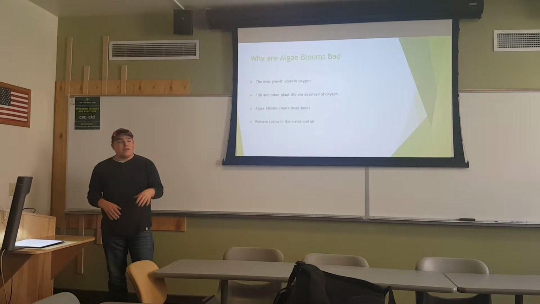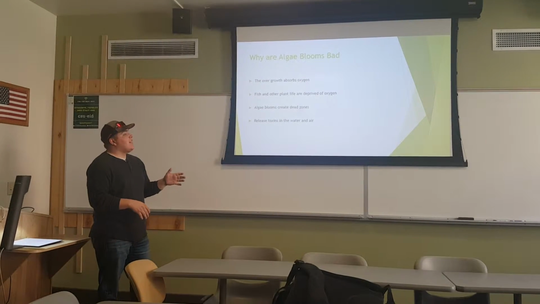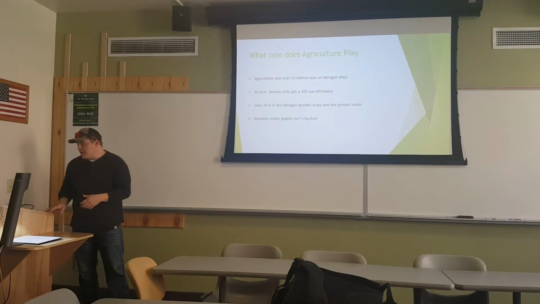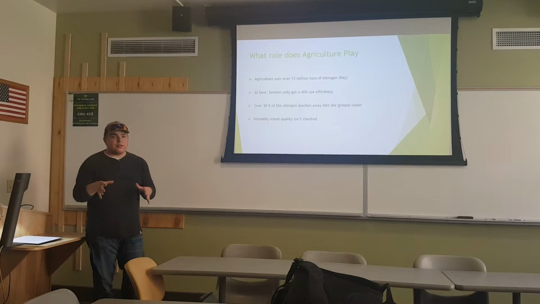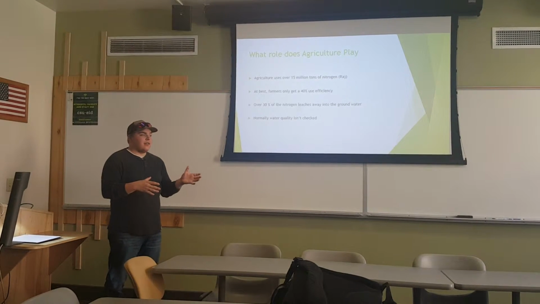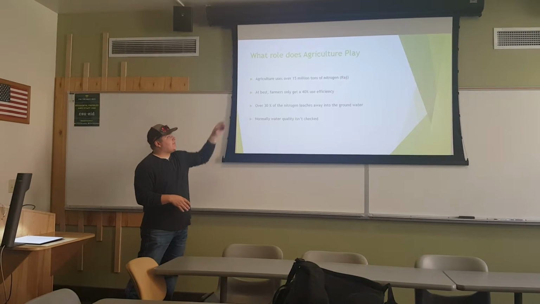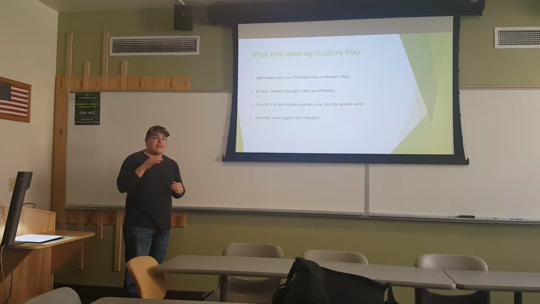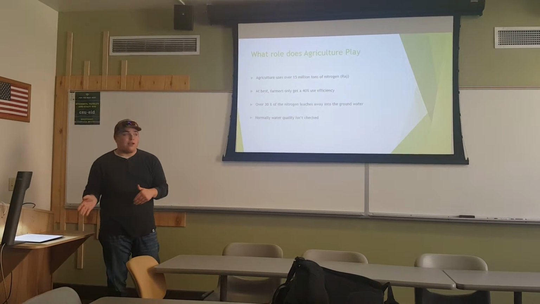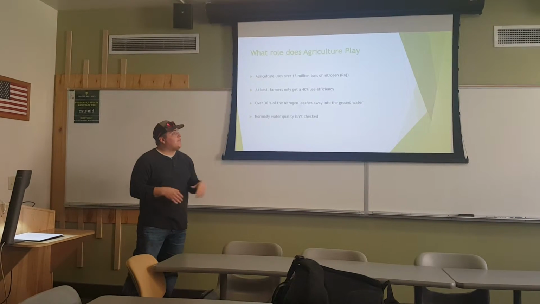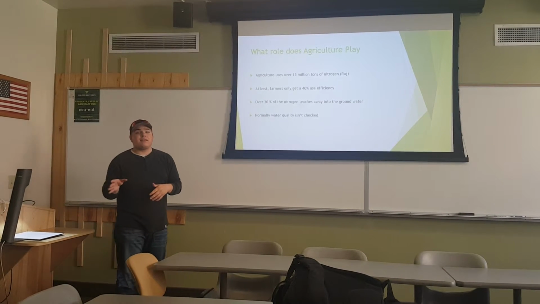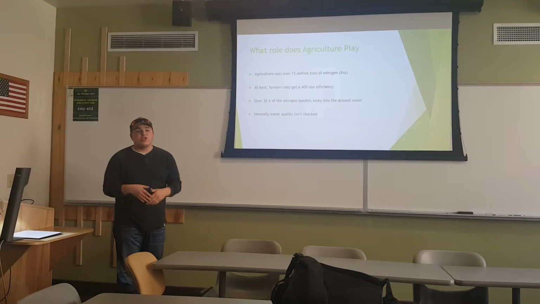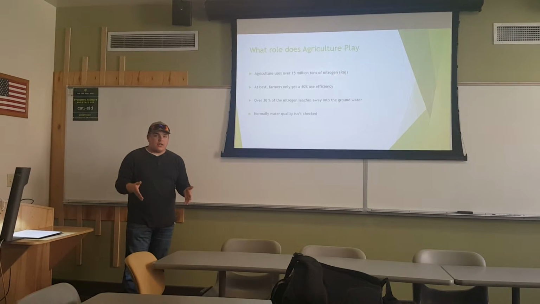So now that we've gone over what algae blooms are and why they're bad, let's dive into what role agriculture plays in this. Like I said earlier, nitrogen is one of the contributing factors to why algae blooms are occurring, and this stems from agriculture using over 15 million tons of nitrogen. That is a lot of nitrogen that frankly we can cut back on. Farmers also get a 40% use efficiency. What that means is out of 100 pounds of nitrogen applied, only 40 pounds of it is going to be absorbed by the plant. So that's over 60% that's being lost.